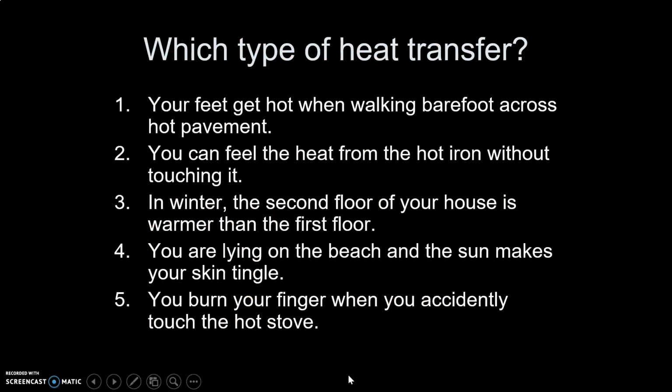So let's see if you can figure out some examples. Which type of heat transfer? Number 1, your feet get hot when walking barefoot across hot pavement. So your feet are physically touching. Number 2, you can feel the heat from the hot iron without touching it. So you're not touching it for number 2. Number 3, in winter, the second floor of your house is warmer than the first. That's that hot air rising. Number 4, you are lying on the beach and the sun makes your skin tingle. It's that feeling, but you're not touching it. And number 5, you burn your finger when you accidentally touch the hot stove. So let's see if you got them right.